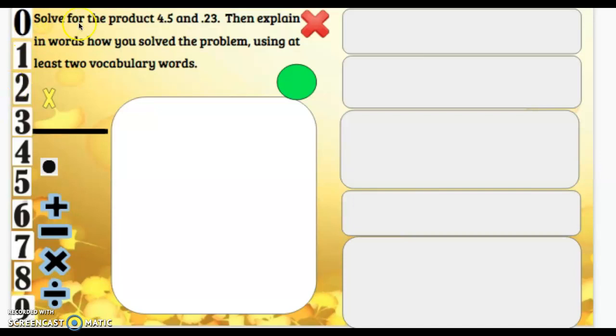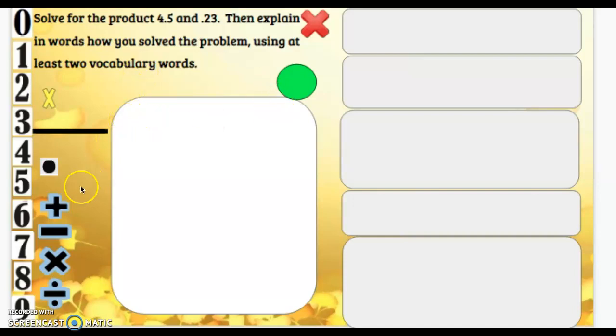All right, so it says solve for the product 4 and 5/10 and 23 hundredths. Then explain in words how you solve the problem using at least 2 vocabulary words. Okay, so we need to remember the steps that we take to solve a fluency problem that involves the word product. And we know that product means to multiply.